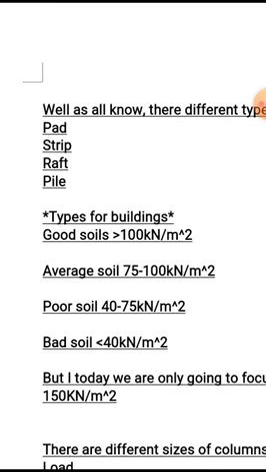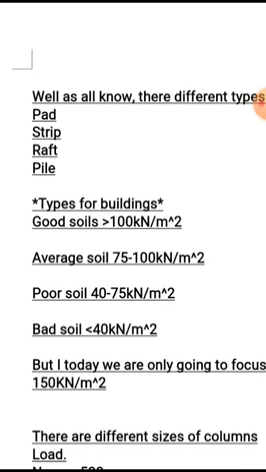Now if you are within the metropolis of Kaduna, or in Kaduna state, some part of Abuja, Niger, Nasarawa, the soil bearing capacity is always above 100, which is a good soil. And then in Lagos, most especially the island, you can have a lot of bad soils and poor soils, that fall within the range of 40 to 75, or some even below 40 kilonewton per meter square.